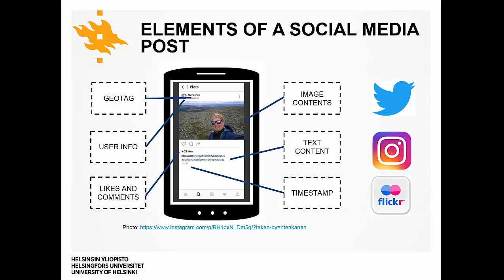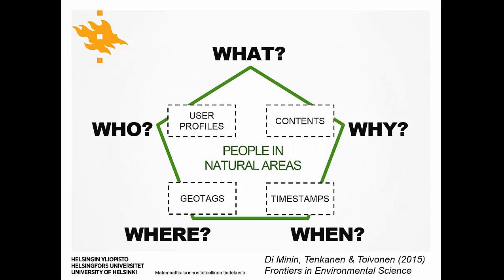And what we've tried to do is then to be analyzing that in the context of green areas, and in the context of national parks especially, they have been in a way our lab. So what we can be learning from these data and these different pieces of information that there is in social media posts. So can we see something about people in natural areas based on geotags, timestamps, contents and user profiles? And we've thought that yes, we can.